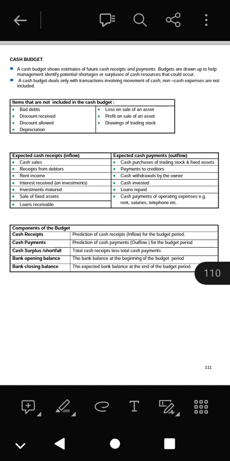Also, if the cash budget of the business predicts a cash shortfall in a specific month, management can make arrangements with the bank or make alternative plans in advance.